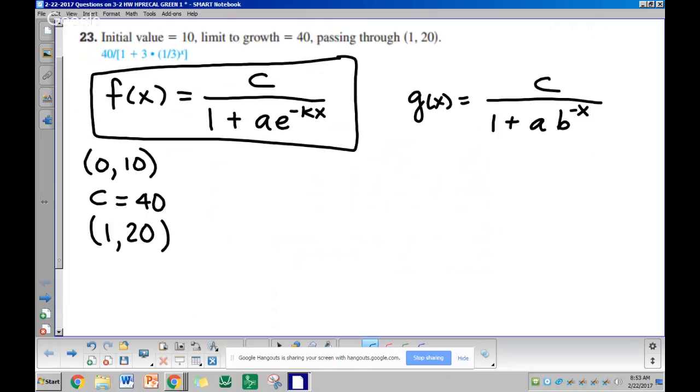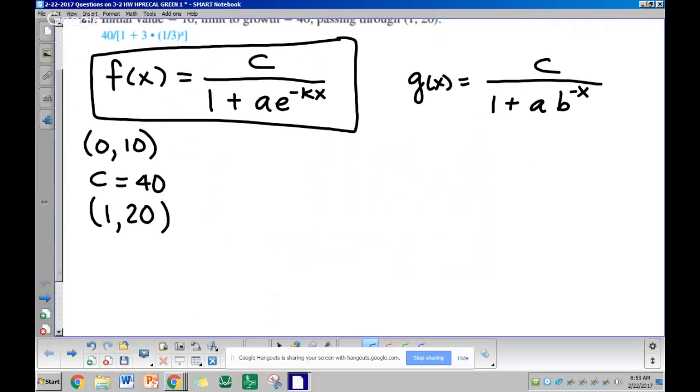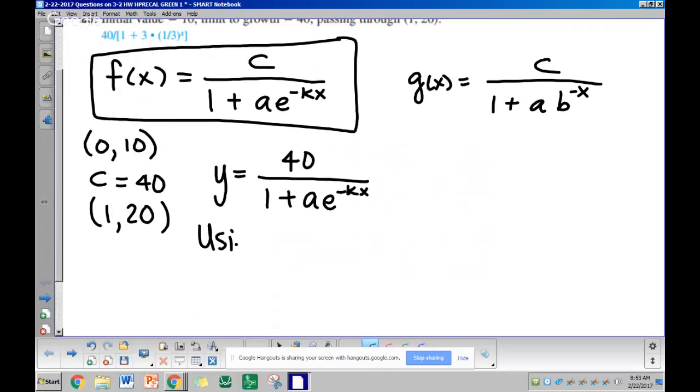So looking at our information, we know that we can already fill in C. I'm going to suggest to you that this is y equals 40 over 1 plus a e to the negative kx. And then I'm going to use the next point to help me out. What happens when we let x equals 0? Using 0, 10, this e to the 0 goes to 1. So then we can say that 10 equals 40 over 1 plus a.